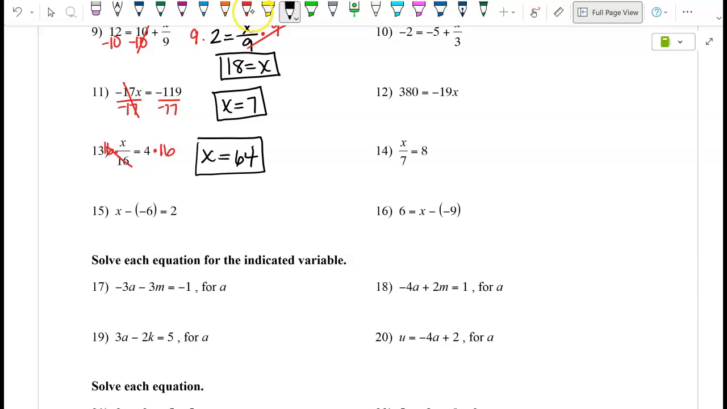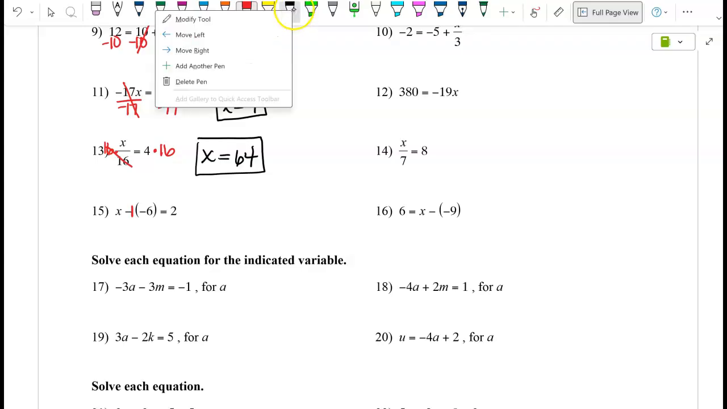Travis, what about number 15? What do I need to do first? Yeah, I have a double negative here. I have x minus a negative 6. And remember, that's like saying negative 1. So we have to take the negative 1 times the negative 6.